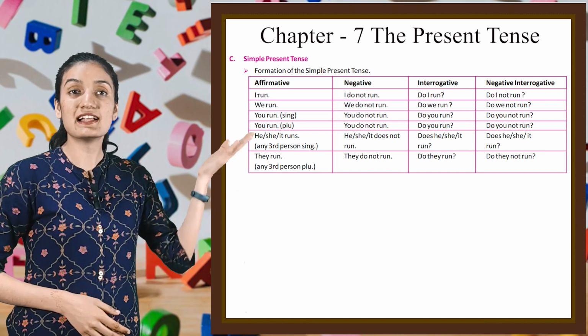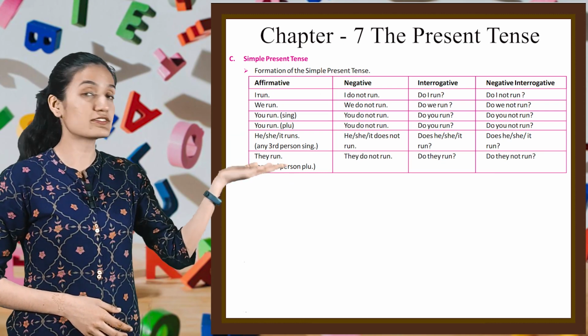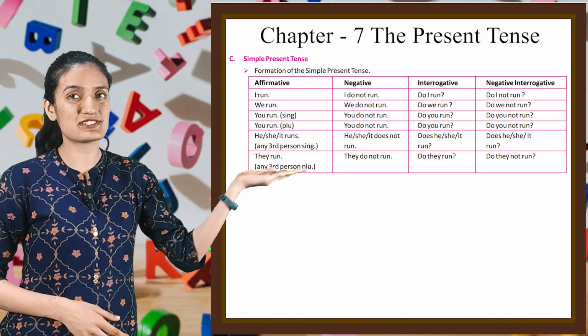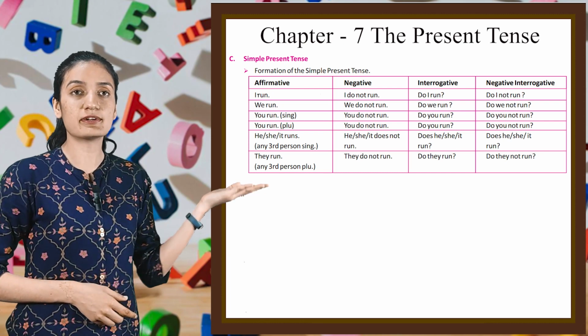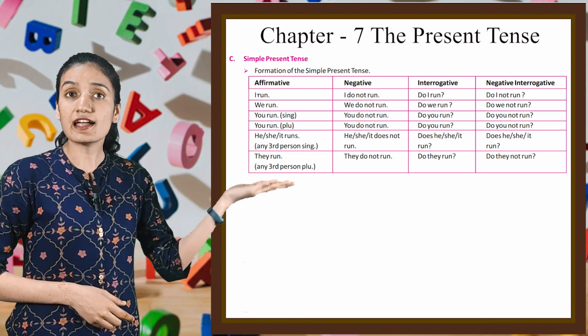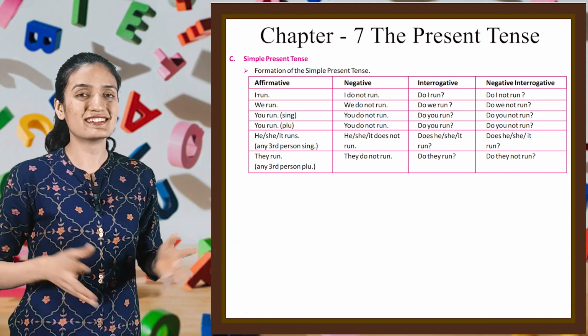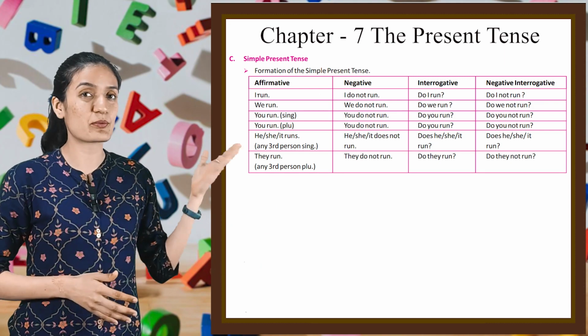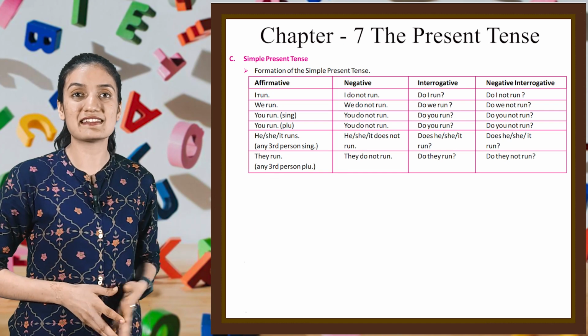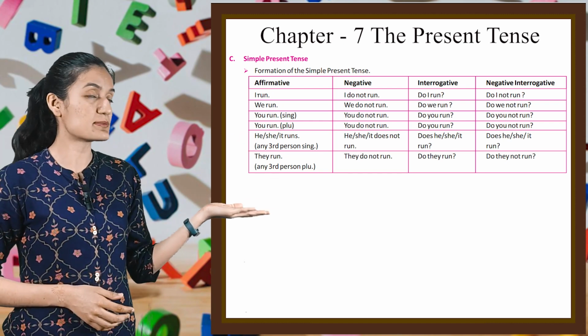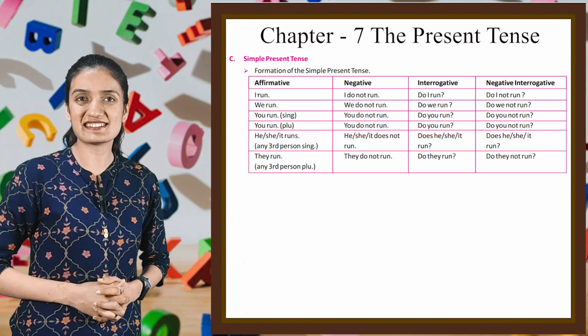Let's see the table. Affirmative, negative, interrogative, negative interrogative. Let's see the example. I run. I do not run. Do I run? Do I not run? So in this way, you can see the formation of simple present tense. So kids, read this table carefully and learn it.